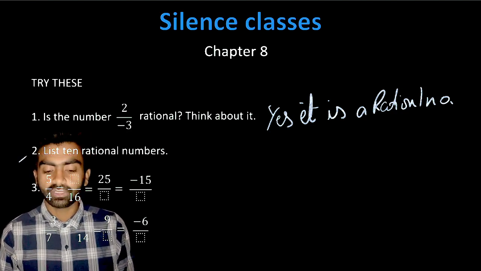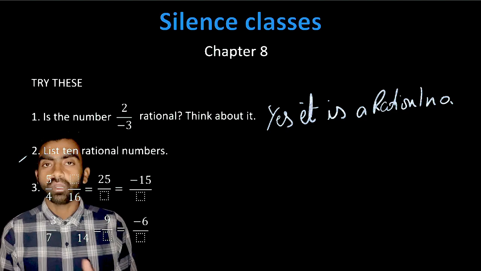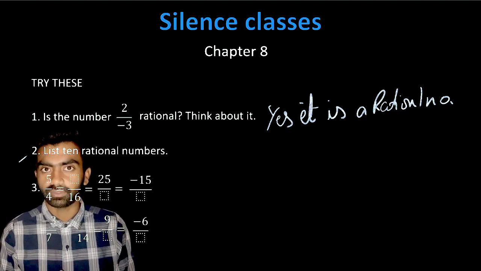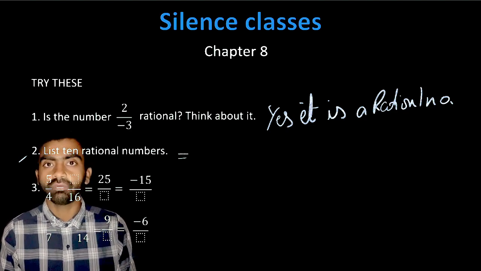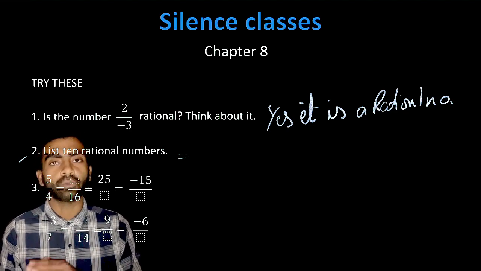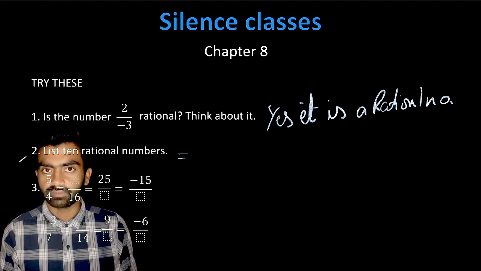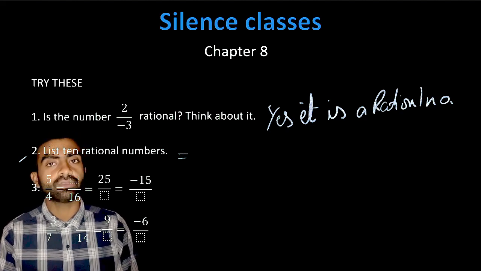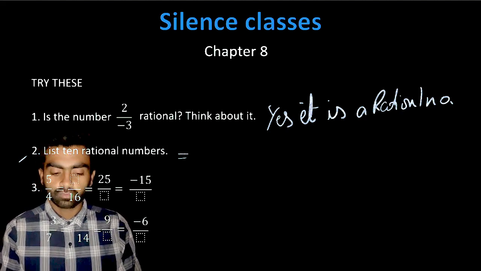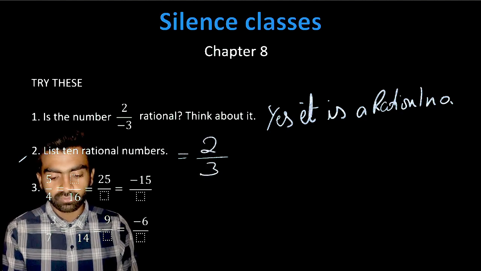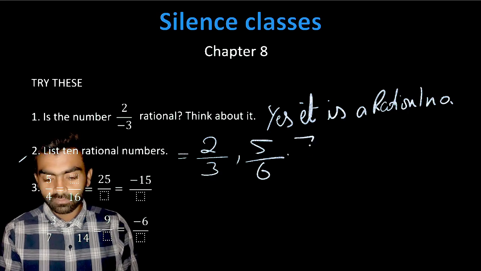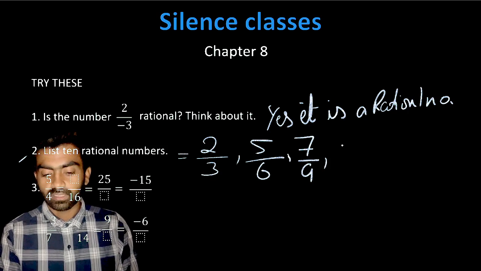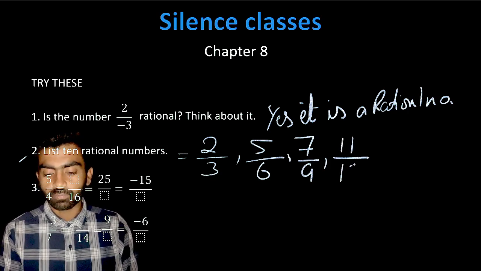List 10 rational numbers. It means we have to write down 10 rational numbers. It is not given over here whether we have to write positive or negative, so it doesn't matter. You can write the positive numbers and the negative numbers as well. The rational numbers are those in the form of p upon q, so we will write 2 upon 3, 5 upon 6, 7 upon 9, and 11 upon 13.